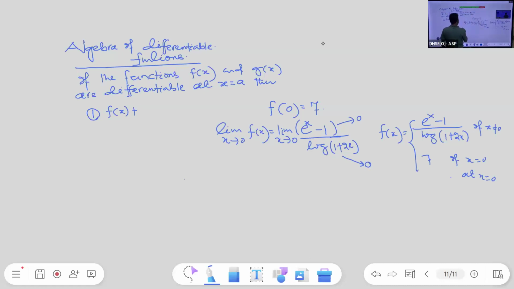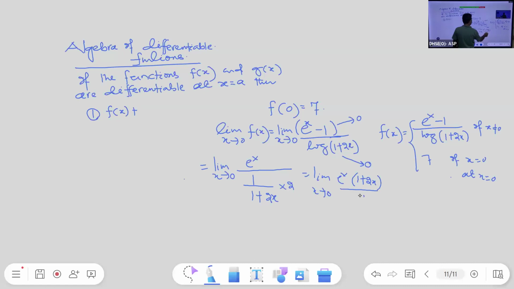This is equal to limit extending towards 0, derivative of numerator, that is e raised to the power x, divided by derivative of denominator. Derivative of log x is 1 by x, so 1 by 1 plus 2x into derivative of 2x, which is 2. And this part 1 plus 2x will go to numerator. This is equal to limit extending towards 0, e raised to the power x into 1 plus 2x divided by 2.